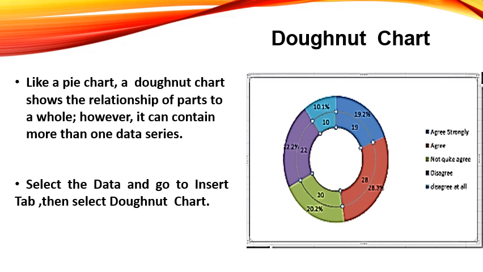Donut chart. It is quite similar to a pie chart. A donut chart can be used like a pie chart. A donut chart shows a relationship of parts to whole. However, it can contain more than one data series, which adds another dimension to the pie chart.